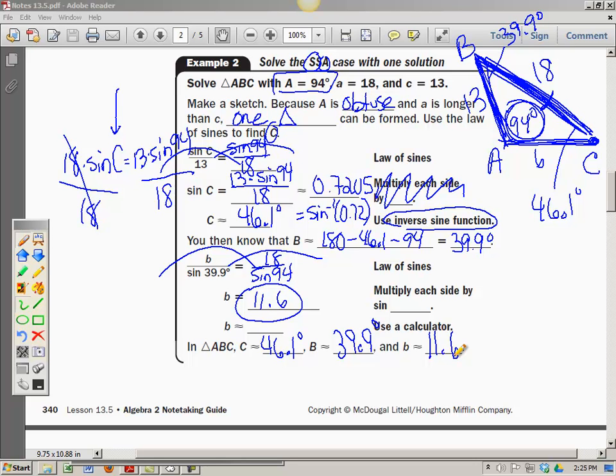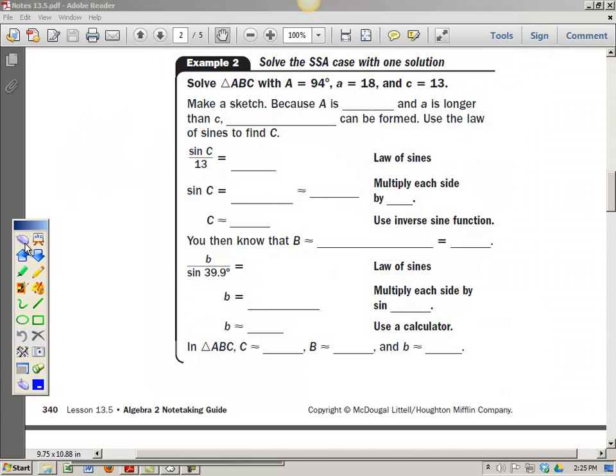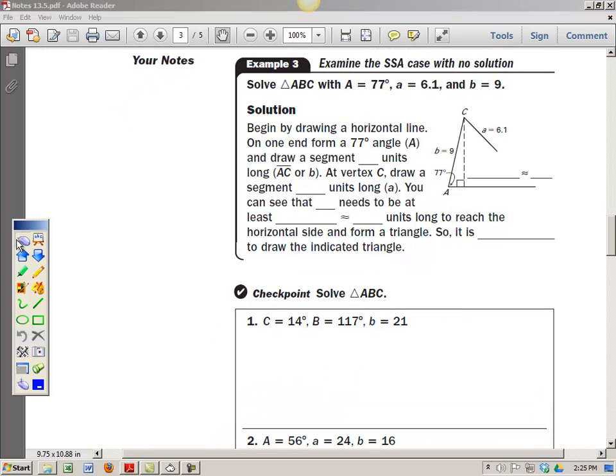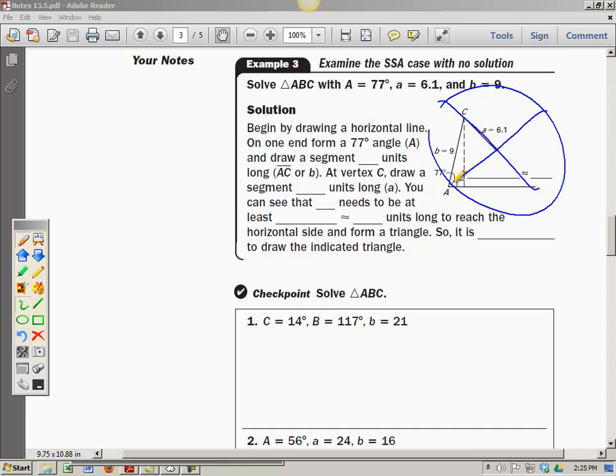Okay? All right, let's take a look at one more example before we try a couple of checkpoints here. I want to look at the top of the next page, and this one's kind of a cute example here, but let's take a look at this one. All right, it says solve triangle ABC with angle A to be 77 degrees. Now, again, they started with the picture for you. Pretend you didn't have that piece of information.